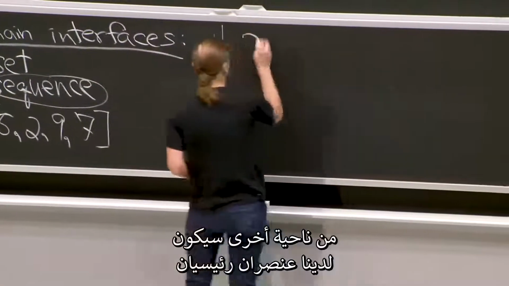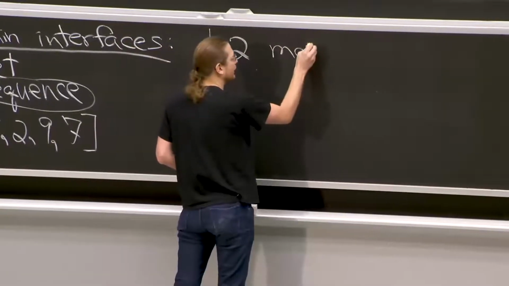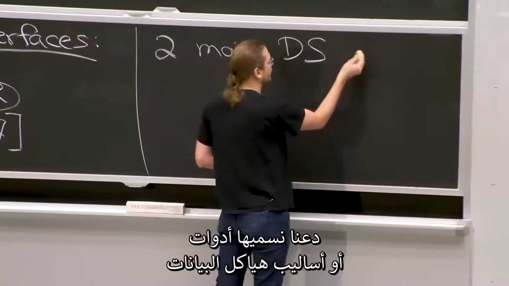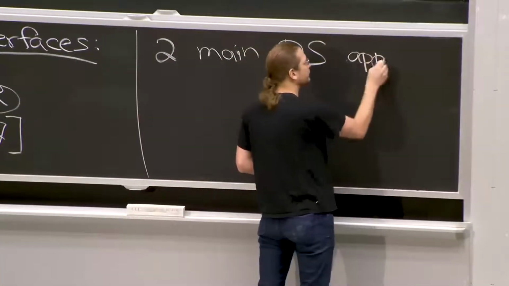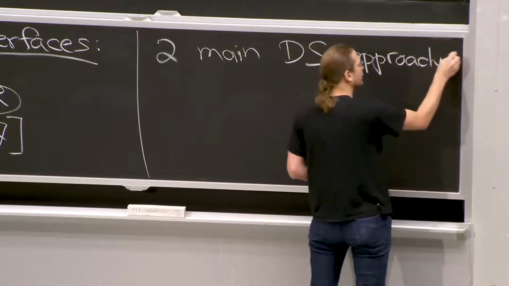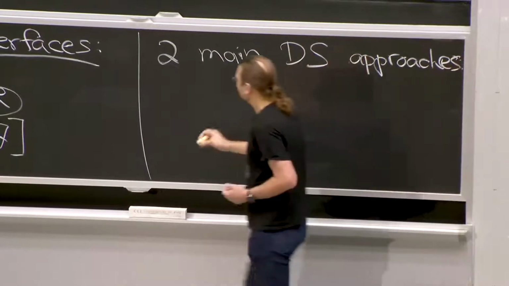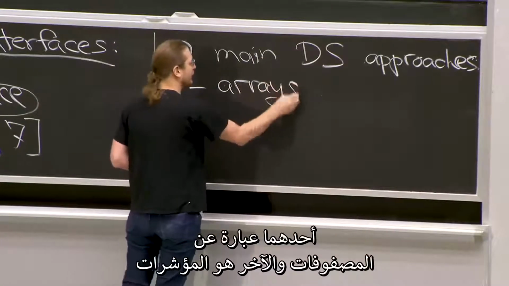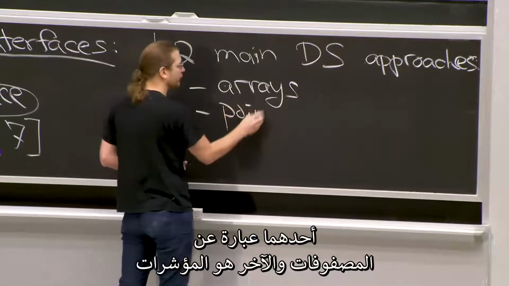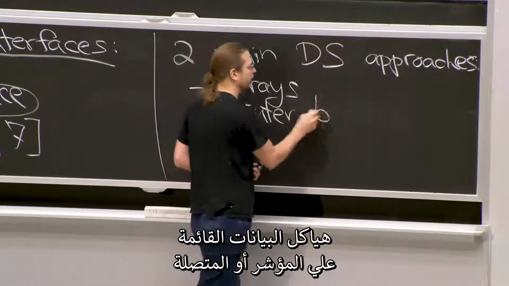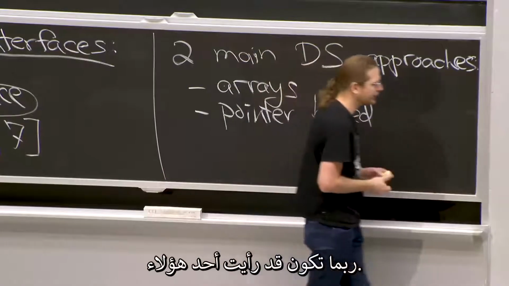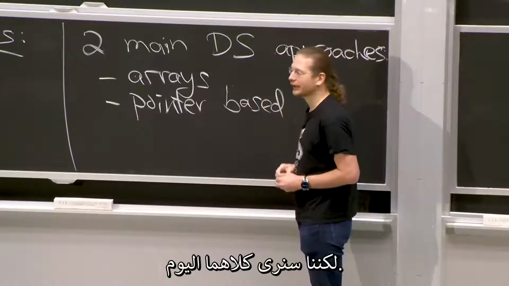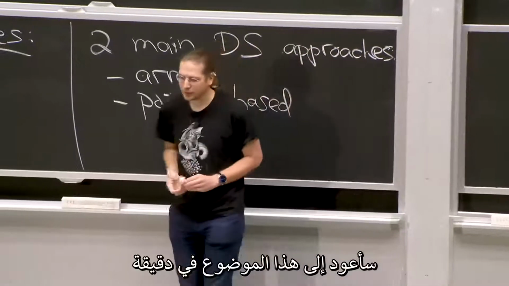On the other hand, we're going to have two main data structure tools or approaches. One is arrays, and the other is pointers, pointer-based or linked data structures. You may have seen these. They're used a lot in programming, of course. But we're going to see both of these today. I'll come back to this sort of highlight in a moment.